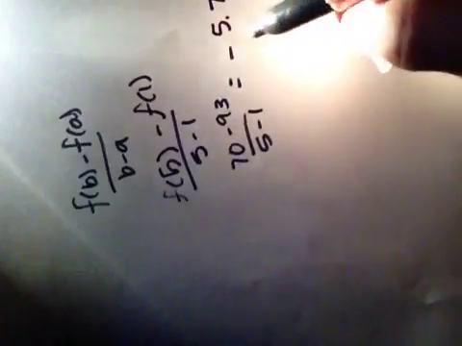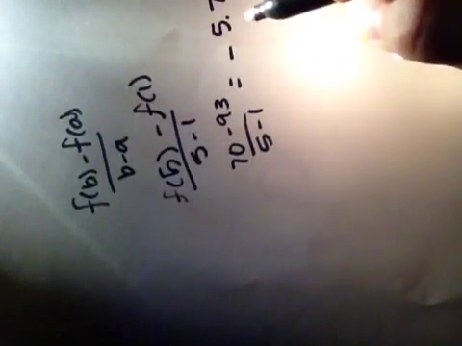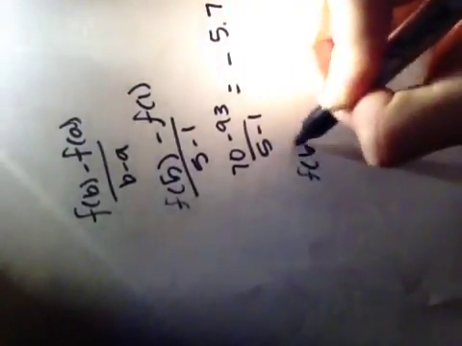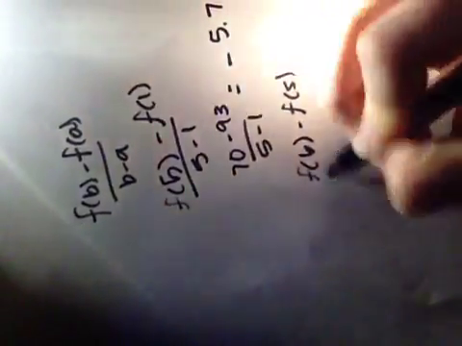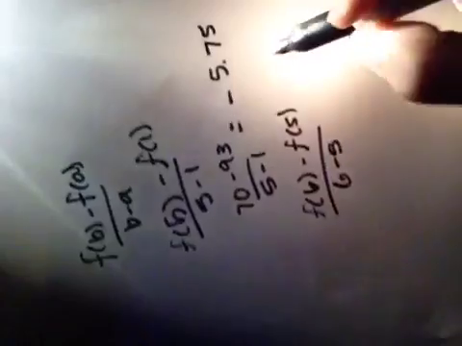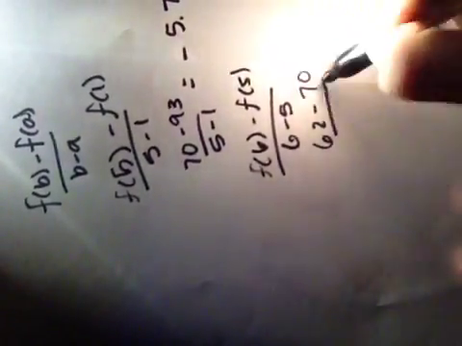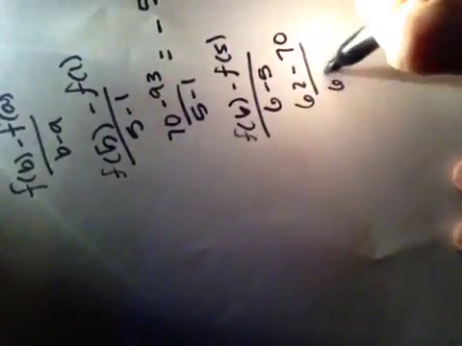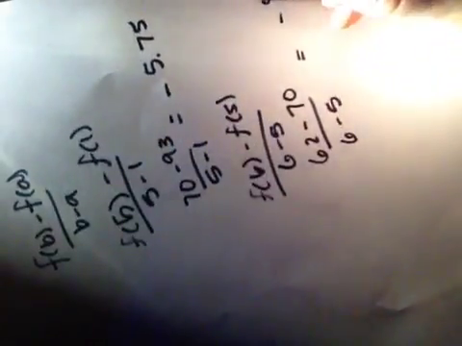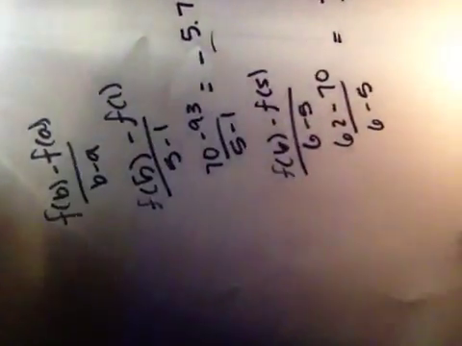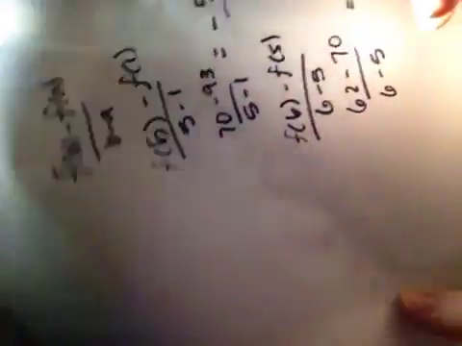And so then I'm also going to do the average rate of change of temperature on 5 to 6. So I want to do f of 6 minus f of 5 over 6 minus 5, which is 62 minus 70 over 6 minus 5, which gives me negative 8. And so first off, we notice we have two negatives.